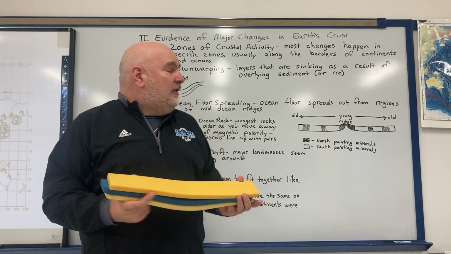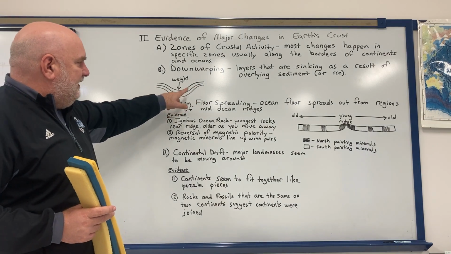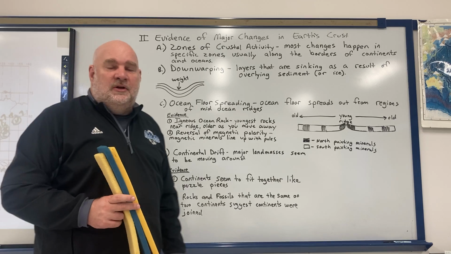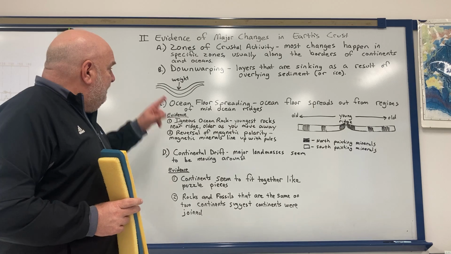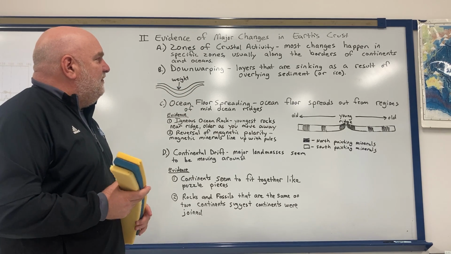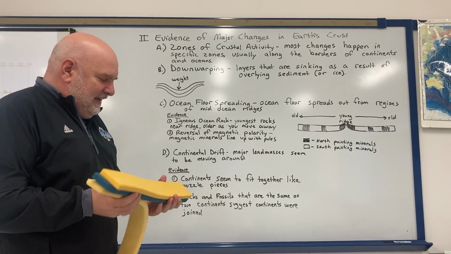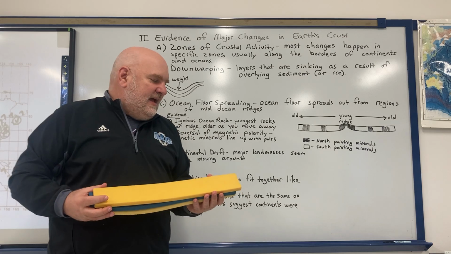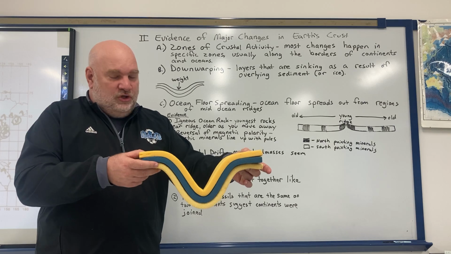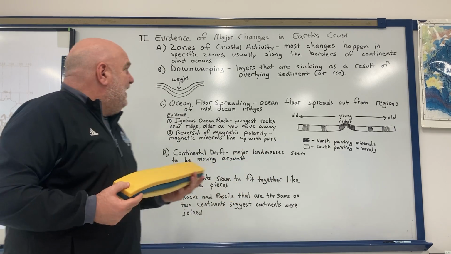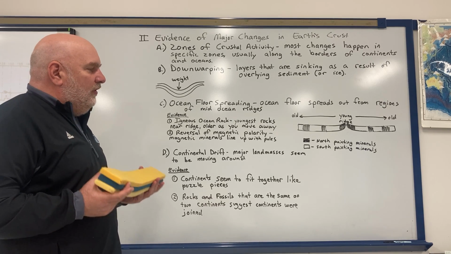All right. Now, there's another feature that looks kind of like a syncline. It kind of has a down dip in it like that. But this is typically a much, much larger feature, more in the hundreds of miles kind of size. And this feature here is a result of downwarping, right? Now, even though it has basically the same shape as a syncline, what's causing that is completely different. So synclines are caused by the rock layers being pushed together like that. What downwarping is caused by is when you have layers that are sinking as a result of overlying sediment.